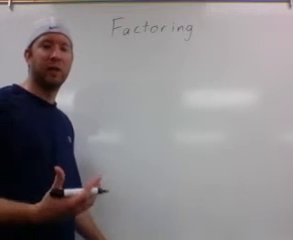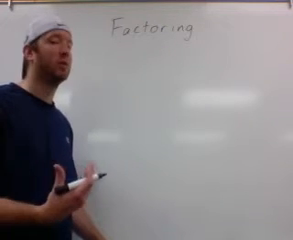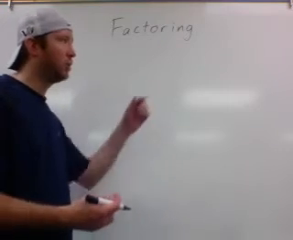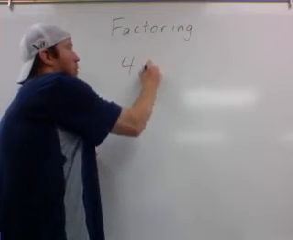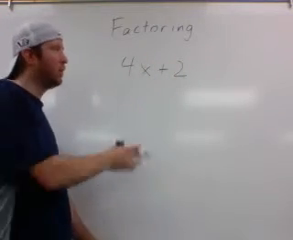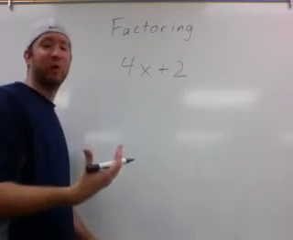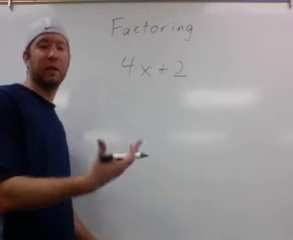The first one is going to be looking for something called a common monomial to pull out. A common term between each of the terms in there. So we're going to look at a couple examples that look like that. So if I've got 4x plus 2, what I'm looking for is each term, 4x and 2, is there a common variable between the two of them or a common factor or number that they both share?